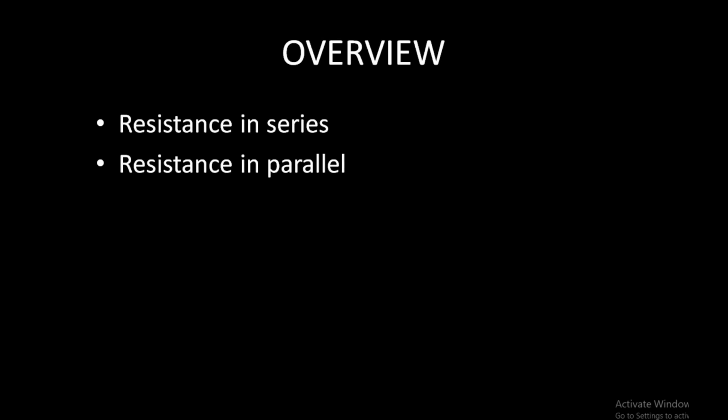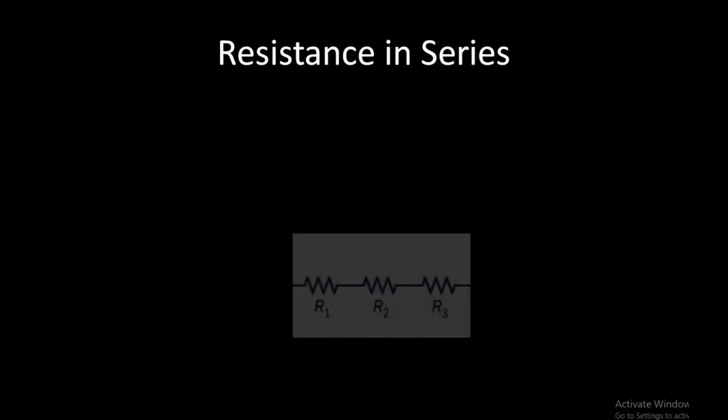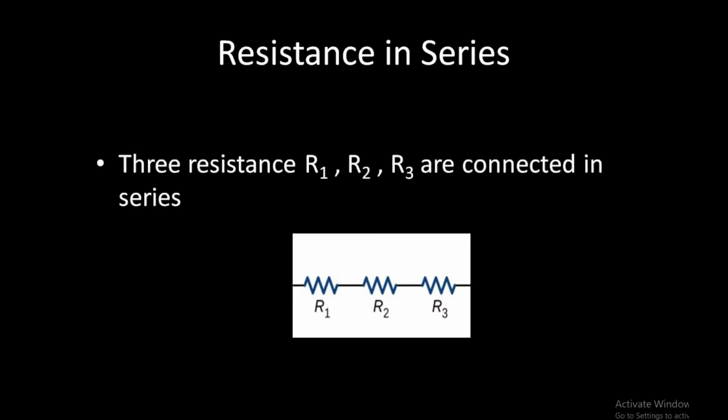Now moving forward to our first topic, that is resistance in series. Here we see what happens to the resistances when they are connected in a series combination. Let R1, R2 and R3 be three resistances connected in a series combination. Then the circuit or the combination looks something like this.